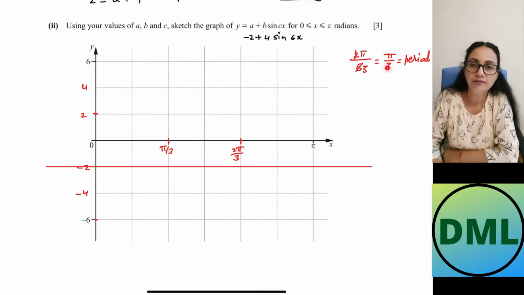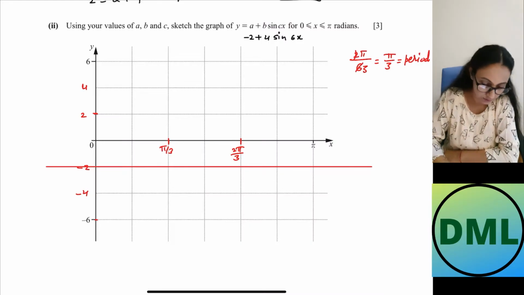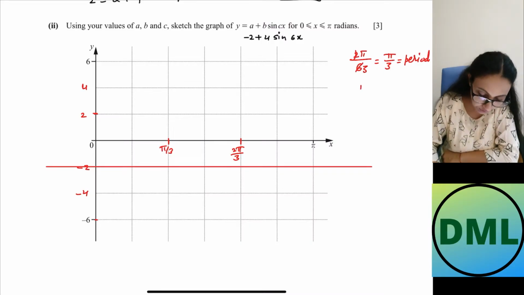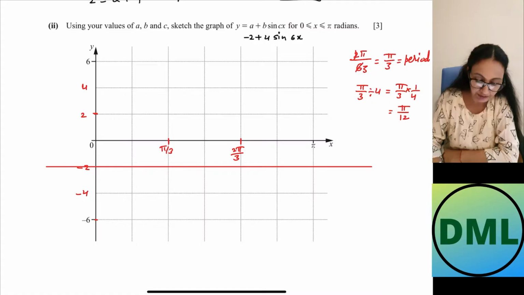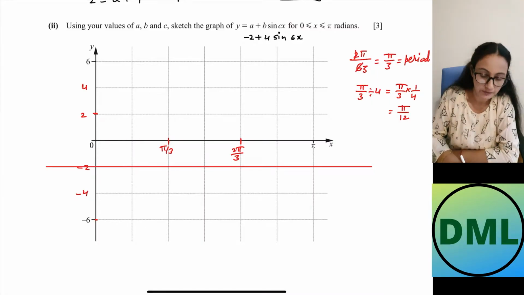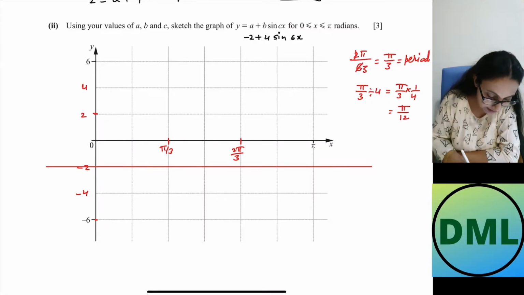Pi by 3, I have to divide it into 4 equal parts. Let's divide it into 4 equal parts. So pi by 3 divided by 4, which will be written as pi by 3 multiplied by 1 by 4, which is equal to pi by 12. I have to divide this part into 4 equal parts. Let's mark that first. This is half of that. This one is half of that. Let's divide in between them.